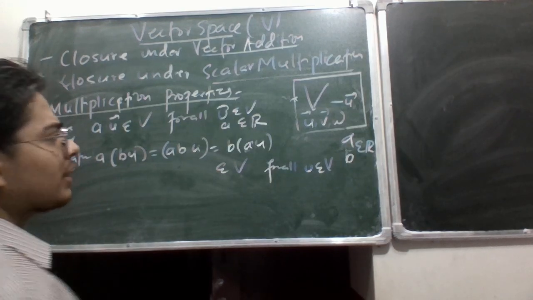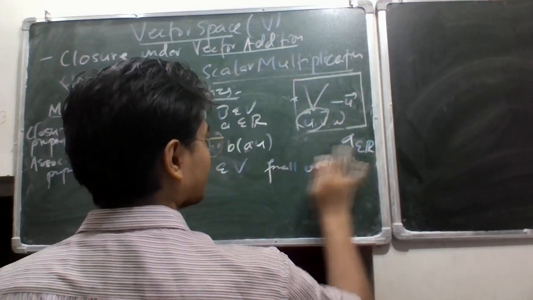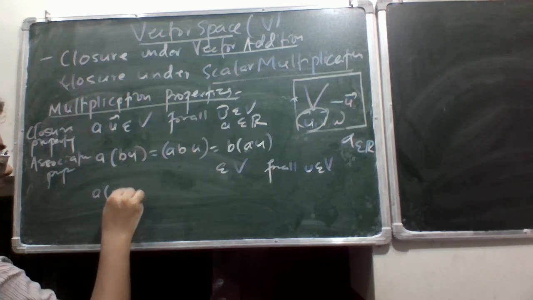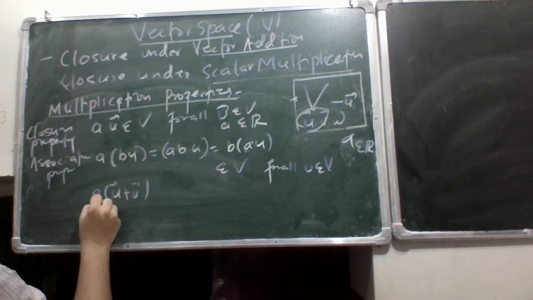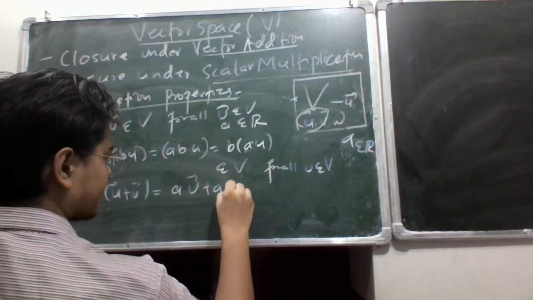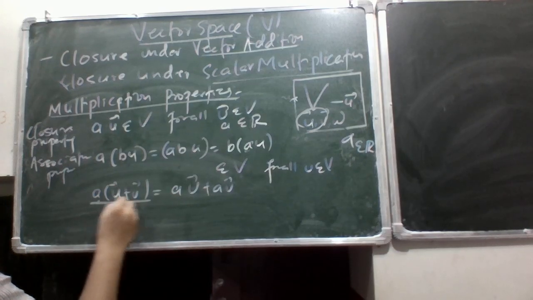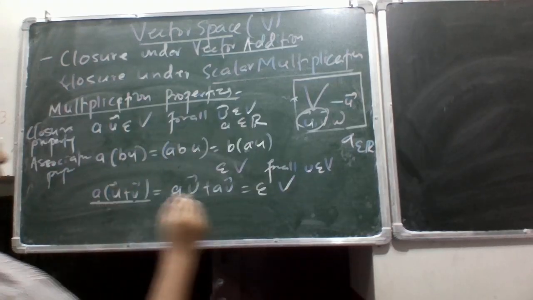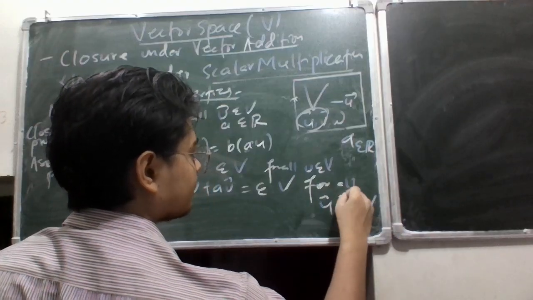Okay, so let's suppose we have two vectors u and v, and we have just one scalar. In that case, we already know that u plus v lies in that vector space, and when we multiply by a, it is distributed over both of the vectors, and this also belongs to V, for all u, v belonging to V. Okay.